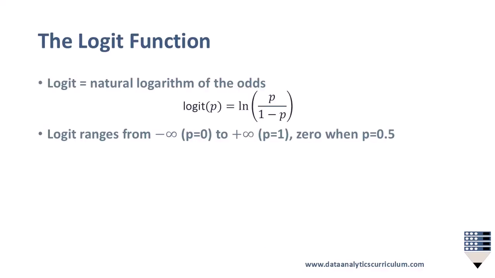The logit function. Logistic regression doesn't model probabilities directly, it models something called the logit, which is just the natural log of the odds. The logit stretches out the probability scale so it can range from negative infinity to positive infinity. At a probability of 0.5, a 50-50 chance, the logit equals 0. At lower probabilities, the logit is negative. At higher probabilities, it's positive. This helps the model handle binary outcomes smoothly.